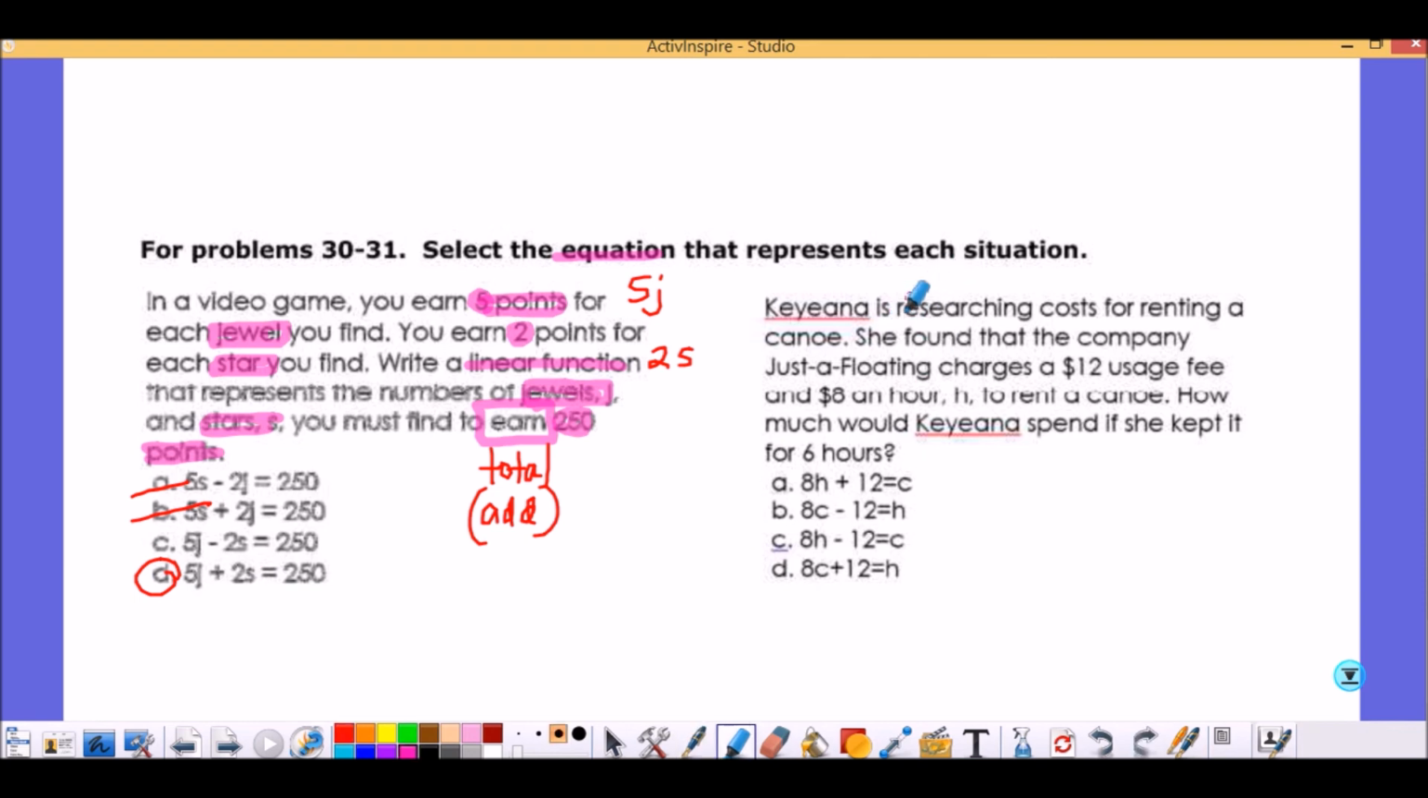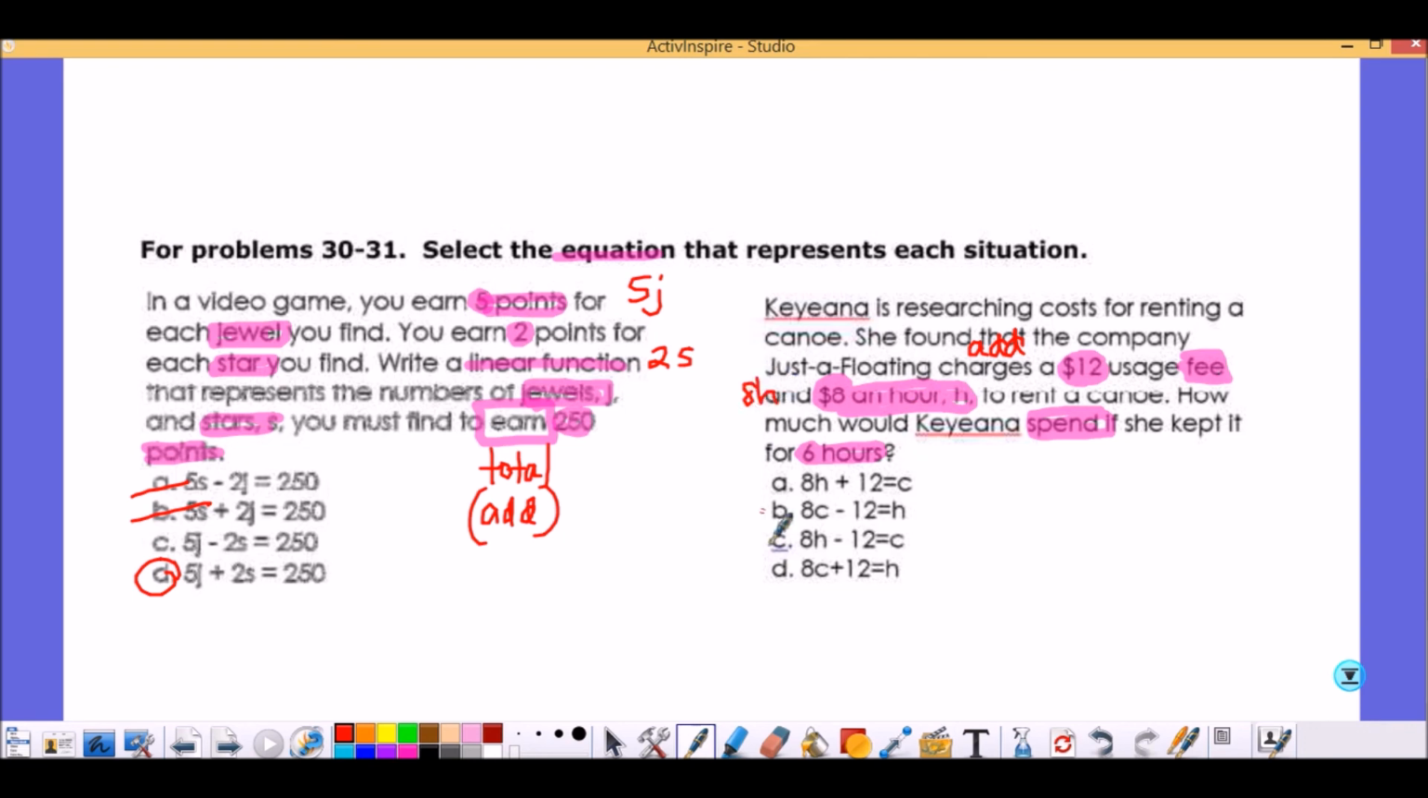All right, on the second one, we're going to research the cost for renting a canoe, and we found a company that charges $12 to use the canoe and $8 per hour, where we're going to use H for hours, to rent the canoe. How much would she spend if she kept it for 6 hours? All right, so let's talk about what we see. They talk about charging $12, so they're going to add whatever we have plus $12 for using their canoe. Now, $8 per hour means it's going to have 8 with the H in there.